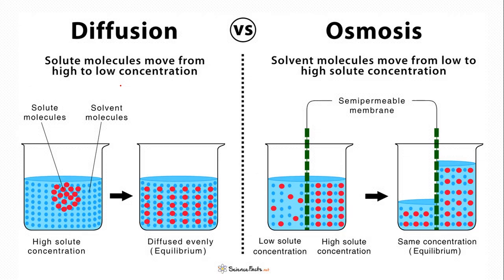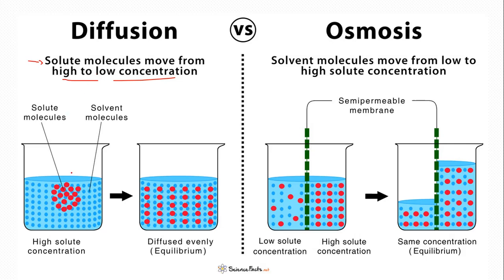Here we have diffusion versus osmosis. Diffusion is actually movement of solute molecules from where? From high concentration to low concentration. So when solute molecules move from high concentration to low concentration, we call it diffusion.